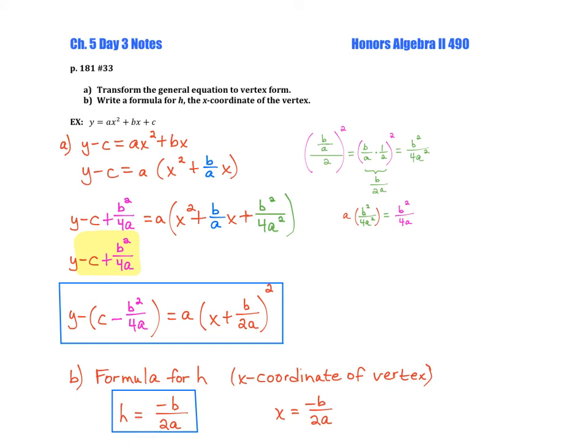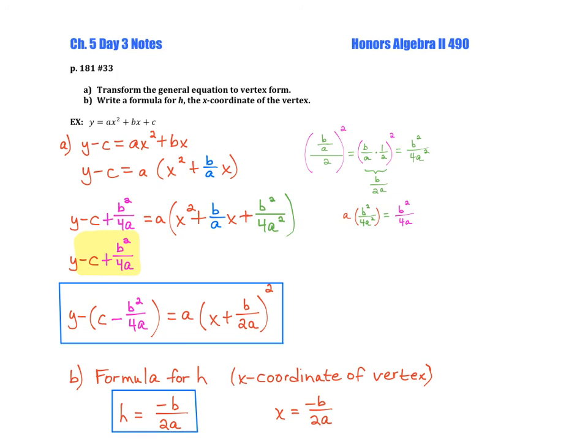All right, and then part B said write a formula for h, which represents the x-coordinate of the vertex. So if you think about it, if this is in vertex form, this represents h, this represents my k value. So we always take the opposite of what we see in here. So h would be equal to the opposite of b over 2 times a. And that may sound familiar to you because it does represent the x-coordinate of the vertex when we graph from standard form. So in standard form, if you're asked to find the x-coordinate of the vertex, that does indeed represent the opposite of b over 2 times a.